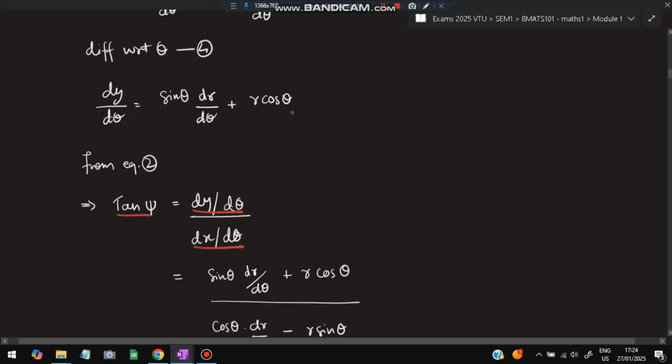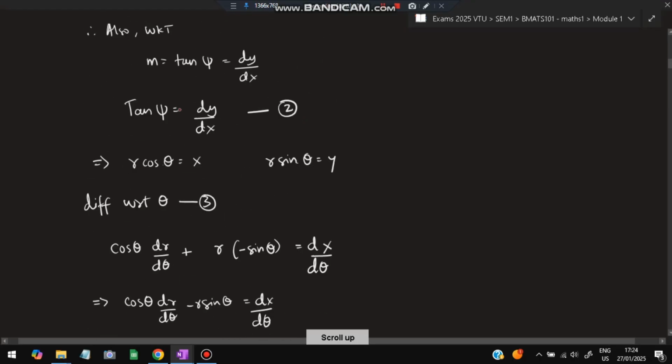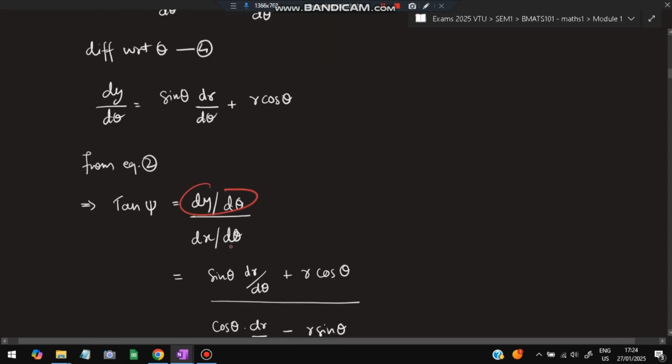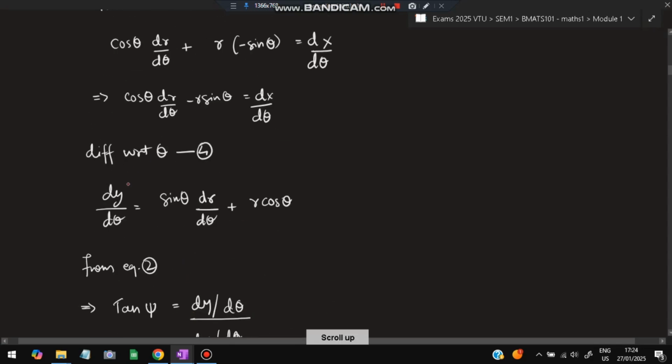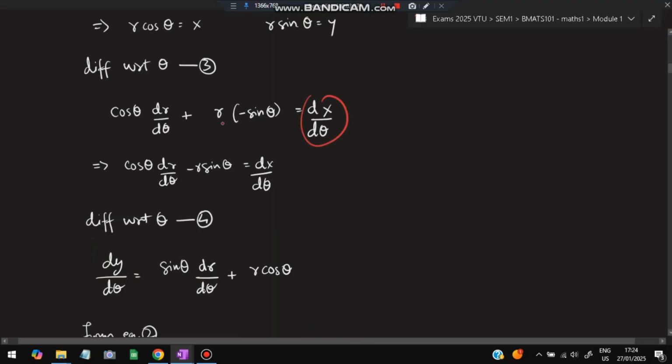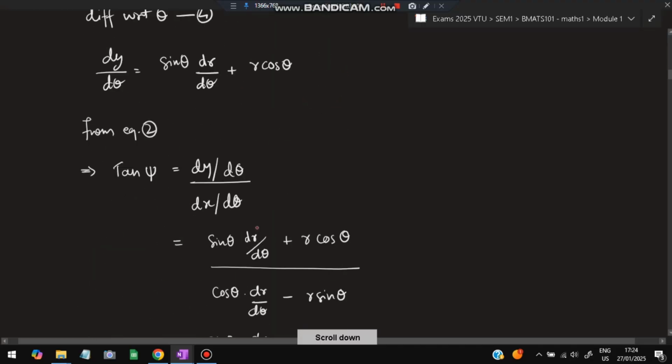What was tan psi from equation 2? If we revisit equation 2, tan psi was equal to dy by dx. I'm just dividing it by d theta here, and here also I'm dividing by d theta. So I'll be getting dy by d theta and dx by d theta. Now dy by d theta I have, dx by d theta also I have. Both of these I'll be substituting here.